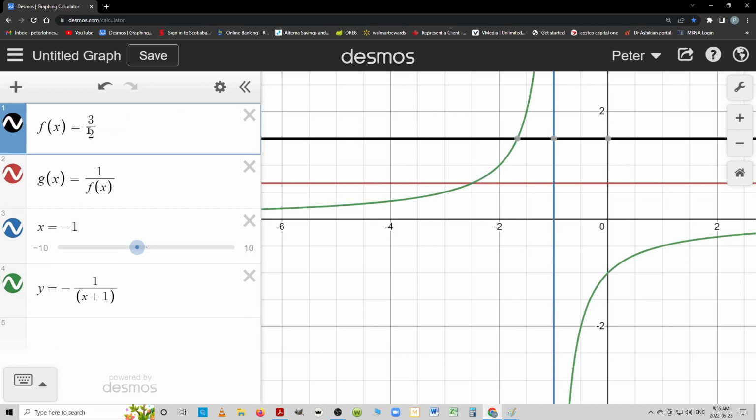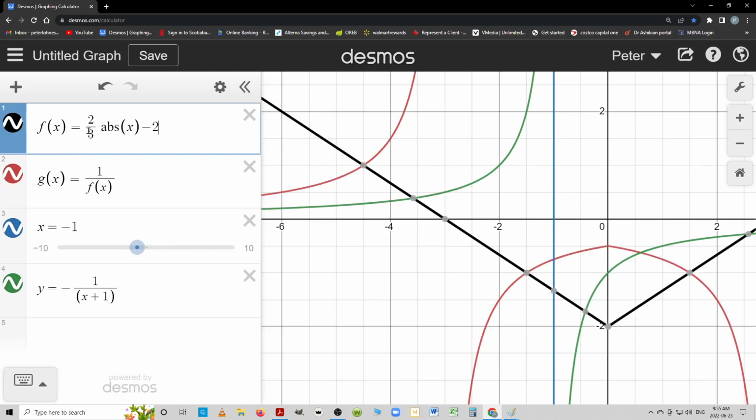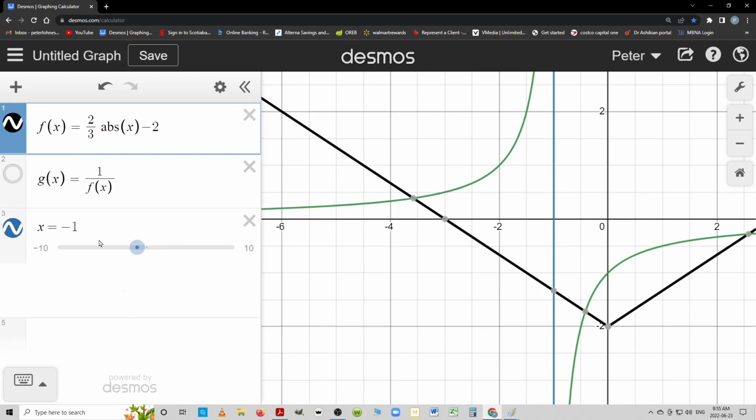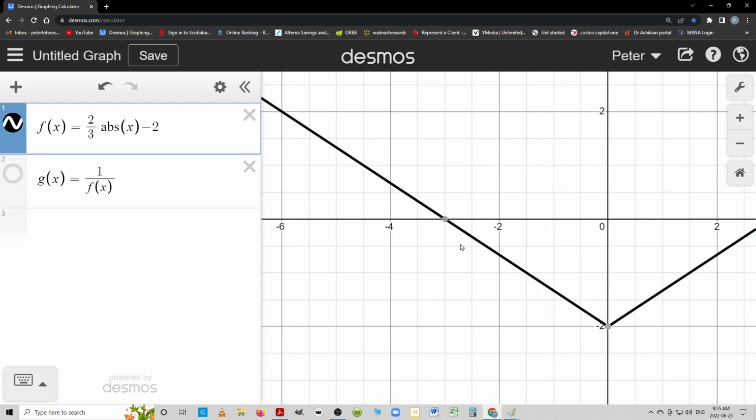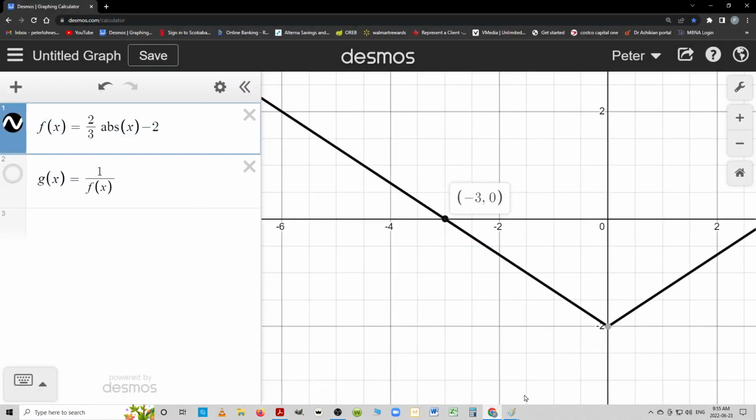I don't know if it's going to be 3 over 2 because it should be a compression. Oh no, sorry. 2 over 3. There we go. And then absolute x and then -2. So let's just turn these off so as not to be confusing. So let's see if we got the right one. -3, 0. Is that right? Yep. 6, 2. Yep. So this is the correct transformation.